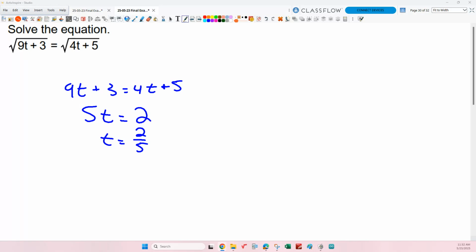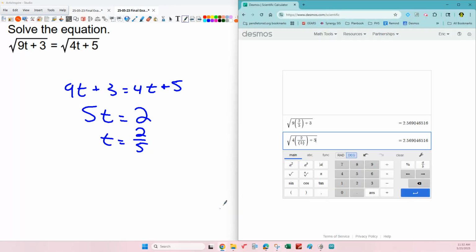2/5. Okay. I'll pull up Desmos just so we can see it. There we go. So we got 4 times 2/5 plus 3, then we have 9. Then we have 4 times 2/5 plus 5. It gives us the same value. Feeling good? Perfect. Got 2 more.